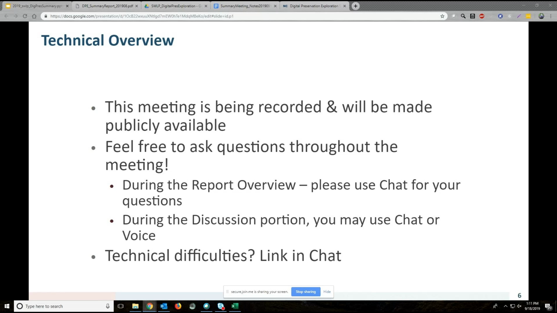And the technical overview, just briefly, I've put the link in chat for everybody if you have any issues. First off, this meeting is being recorded, and it will be made publicly available and shared after the meeting. We definitely welcome questions throughout the meeting. During the report overview, we ask that you add your question to chat, and we'll try to address those as they come in as appropriate. During the discussion portion, I'll unmute everybody and we'll have more of an open discussion so people can contribute and have more of a conversation for those who choose to do it that way. But chat, of course, is always an option. Again, the link is in chat for technical difficulties, and hopefully there aren't that many. You can never really predict it, but hopefully. Are there any questions about the logistics of today?